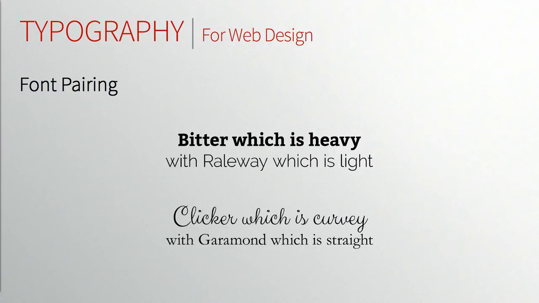And even if you want to play around a bit, I wouldn't go too mad with this, but just for demonstration purposes, I've paired Clicker, which is another Google font, with Garamond. Clicker is obviously very curvy, while Garamond is a bit more old school, quite straight. Obviously, I wouldn't use Clicker in my paragraph text, but maybe for some small headings and things like that, depending on your product or your service, it might work quite well. But like I said, guys, it's all about that contrast, and depending on the message that you're trying to get across.